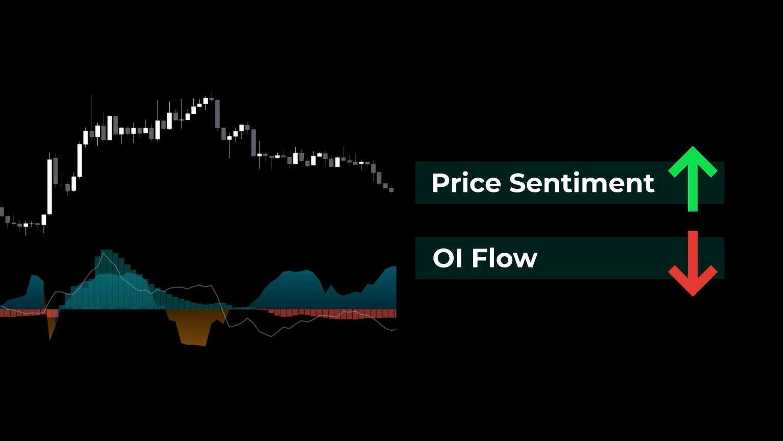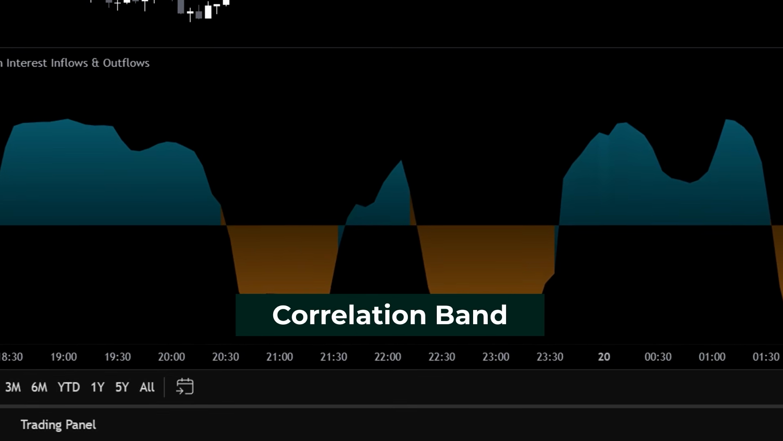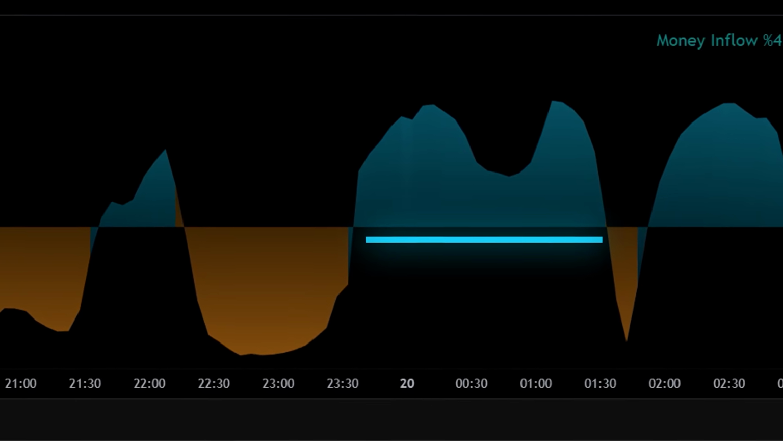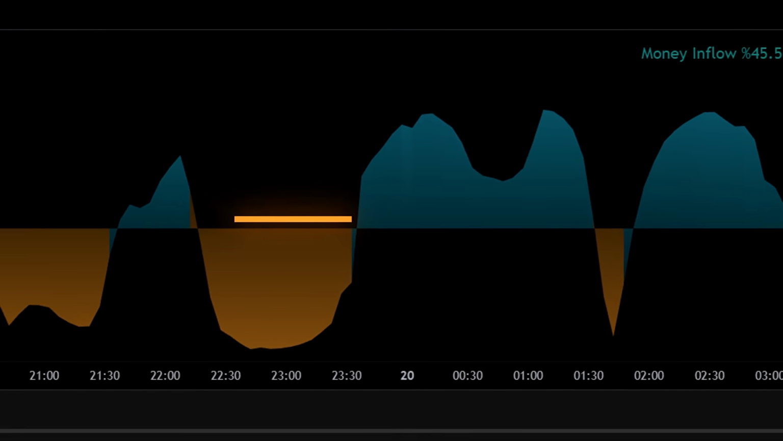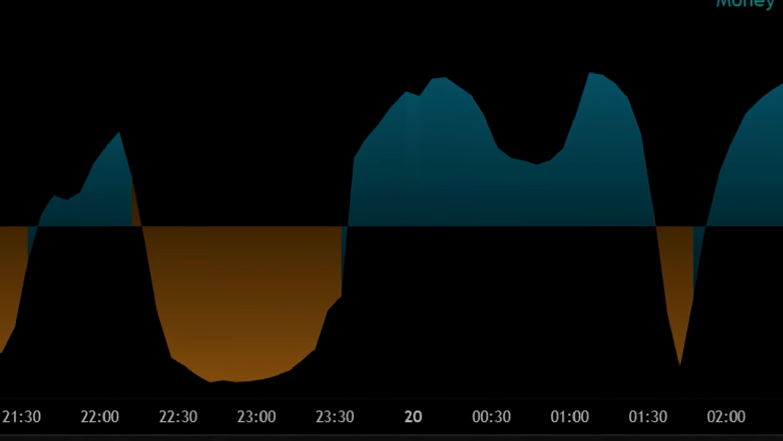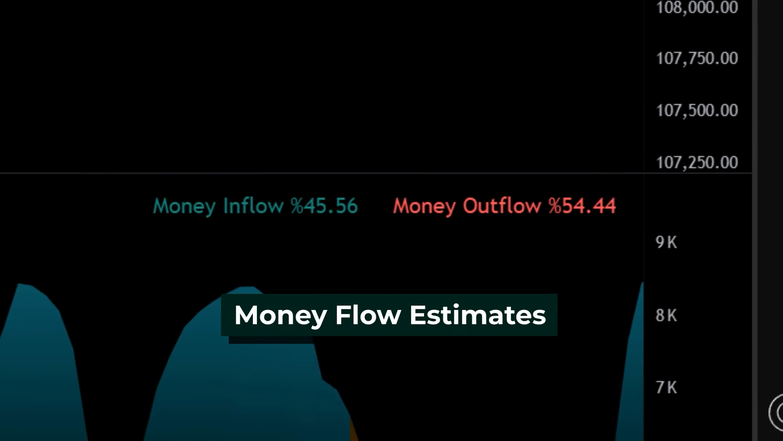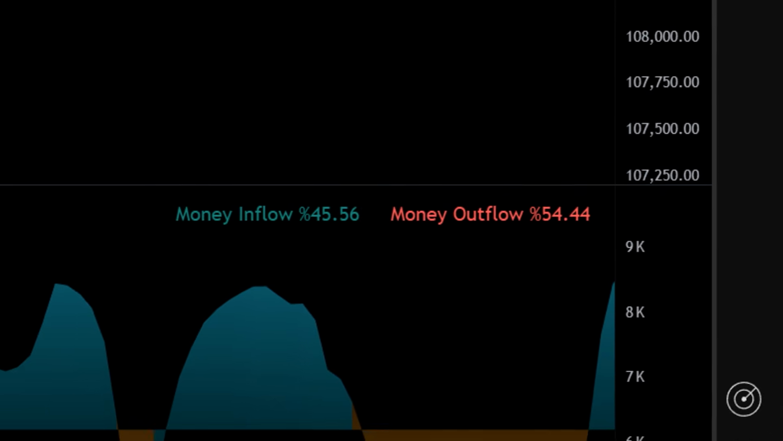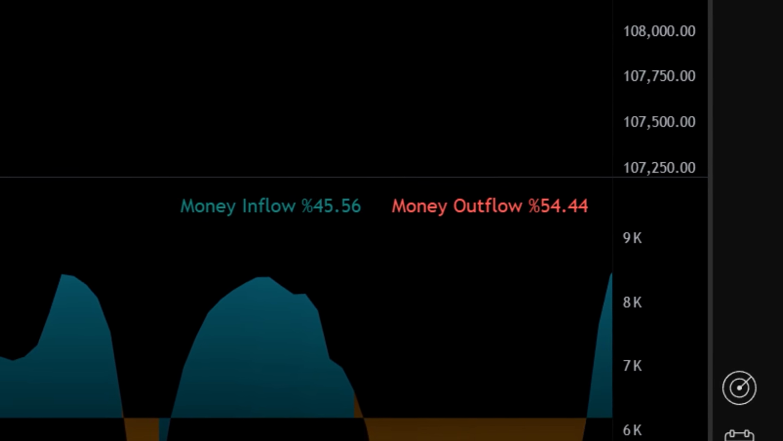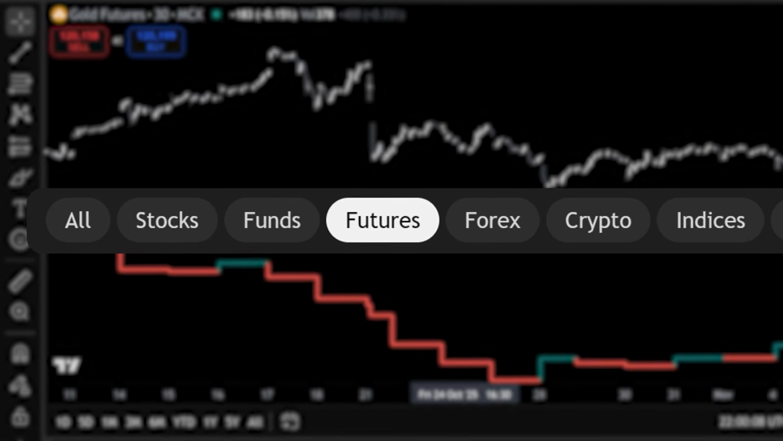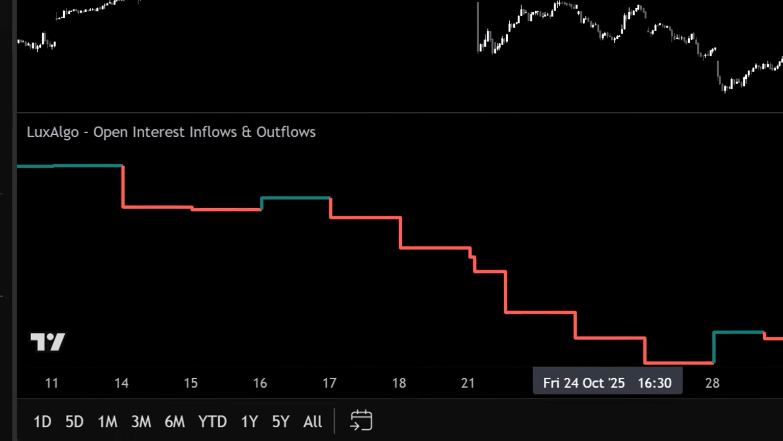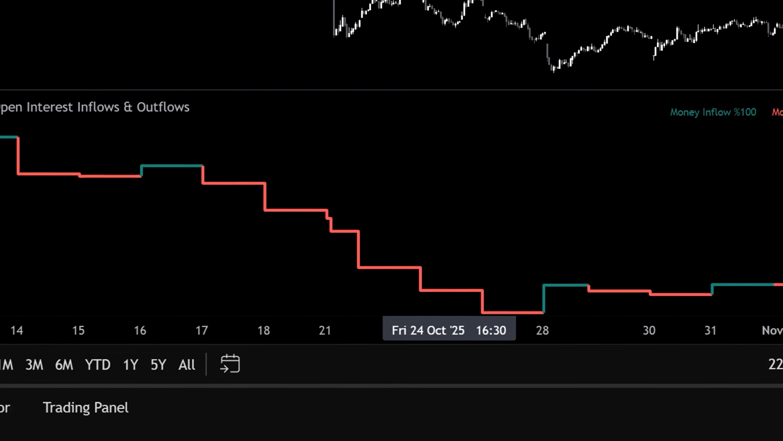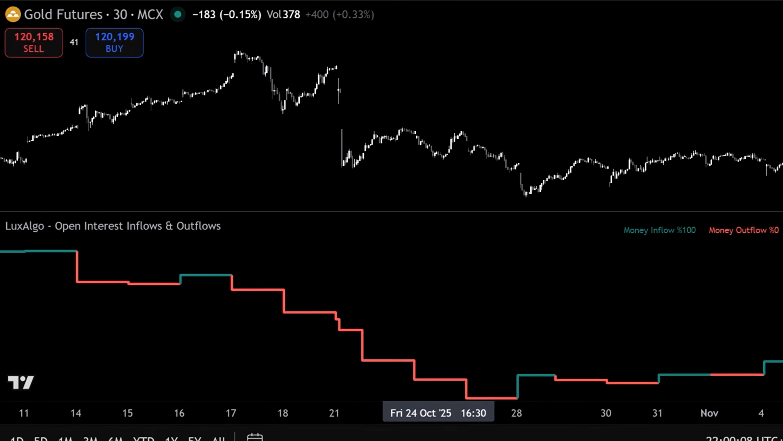a classic divergence. Third, a shaded correlation band wraps a thin baseline. Blue hues when open interest and your chosen input move together, amber when they're negatively related. A flip through zero often precedes momentum shifts. In the corner, a tiny readout prints money inflow percent and money outflow percent in real time, giving you a quick participation gauge without opening any tables or side panels. If you're charting listed futures, the tool automatically switches to a clean step line of open interest itself, colored by increase or decrease. Perfect for session reads.